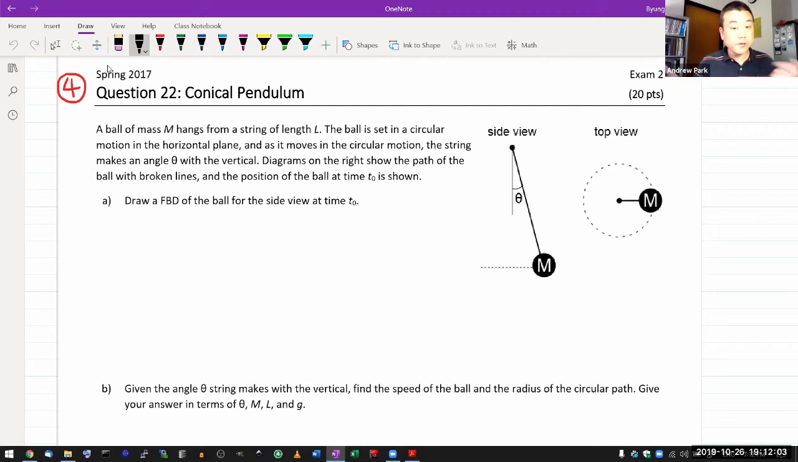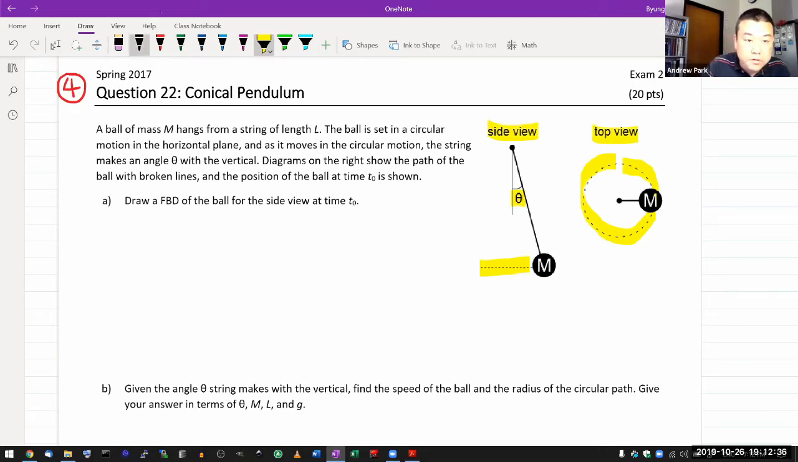So for the conical pendulum, as it's undergoing the circular motion, the string is making angle theta, and these diagrams show the path that the ball is following. With a lot of circular motion problems, you need more than one view to fully describe it. The side view shows that it's a horizontal circle, and the top view shows that it is a circle, not a back and forth motion.